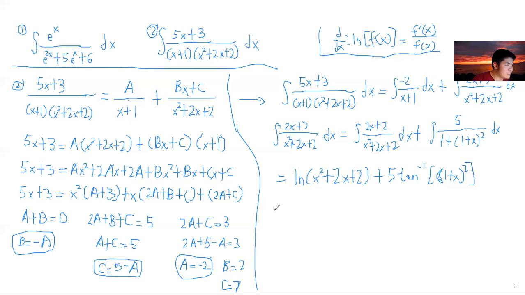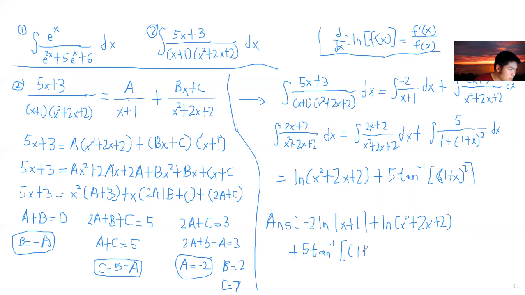All right, so the answer to question number 2 is negative 2 ln of x plus 1, plus ln of x squared plus 2x plus 2, plus 5 inverse tangent, or arctan, of the quantity x plus 1. And that's the answer. So we're done here.